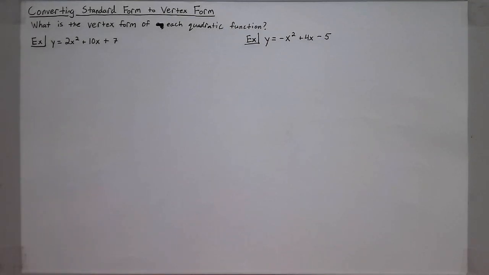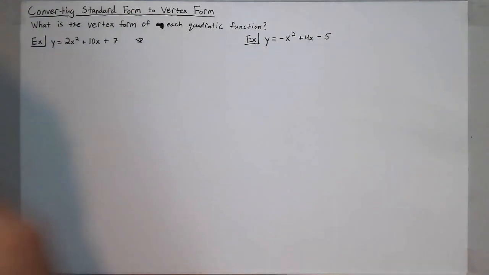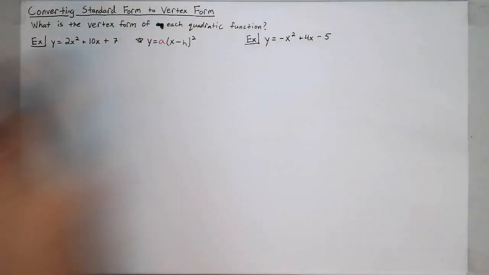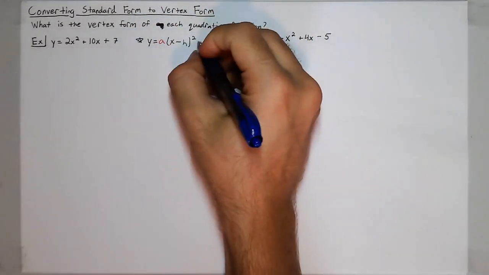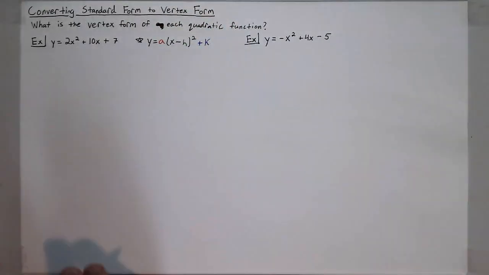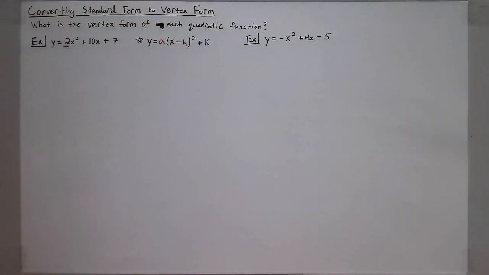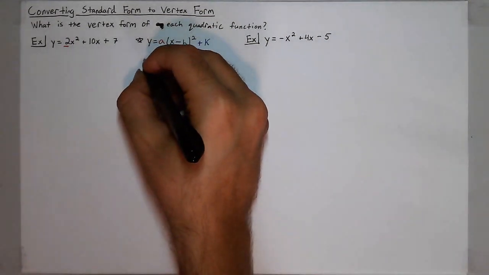In this video, we are going to learn how to convert standard form to vertex form. Now, as a reminder, I'm going to write down what vertex form is, which is y is equal to a times x minus h squared plus k, where h and k make up your vertex, and a is the stretch and compression factor in front. And what's really nice is this a value does match the a value in standard form. So in terms of writing our answer, we're already one step closer to getting there.